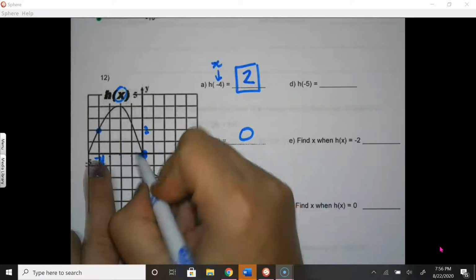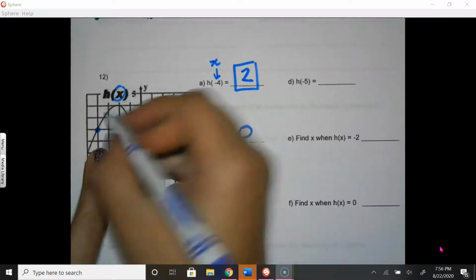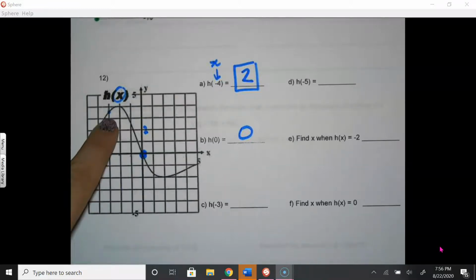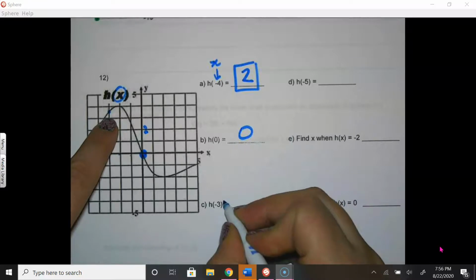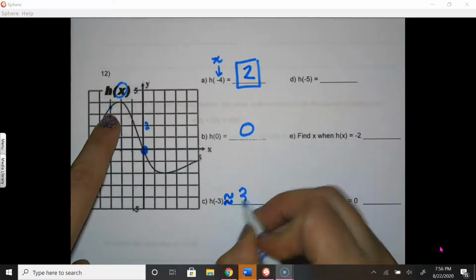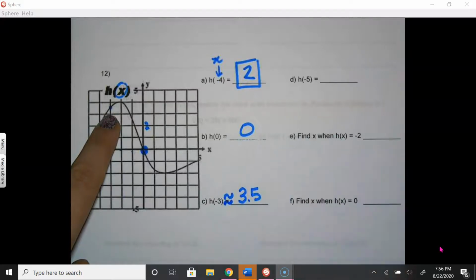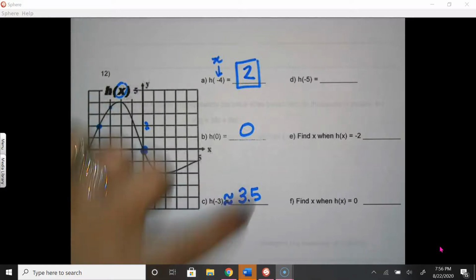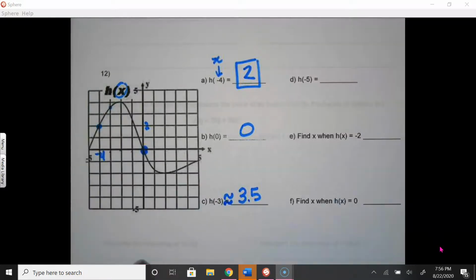H of negative 3. It looks like it's halfway. So 1, 2, 3, and it looks like halfway. So I'm going to get rid of these equal signs, and I'm going to put these squiggly lines here. That means about. It means I'm kind of going to have to approximate because I'm not sure. So it looks like it's 1, 2, 3, about 3.5. So if you were to put 3.6, 3.7, 3.8, I would accept any of those. So this one is in between 3 and 4. So my answer looks like it's about halfway. And that's what these squiggle lines mean.